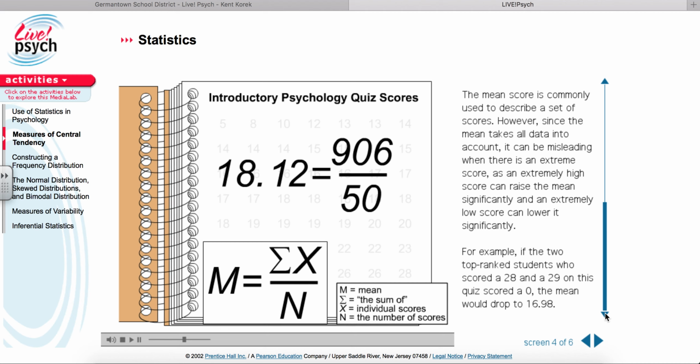However, since the mean takes all data into account, it can be misleading when there is an extreme score, as an extremely high score can raise the mean significantly, and an extremely low score can lower it significantly. For example, if the two top-ranked students who scored a 28 and a 29 on this quiz scored a 0, the mean would drop to 16.98.